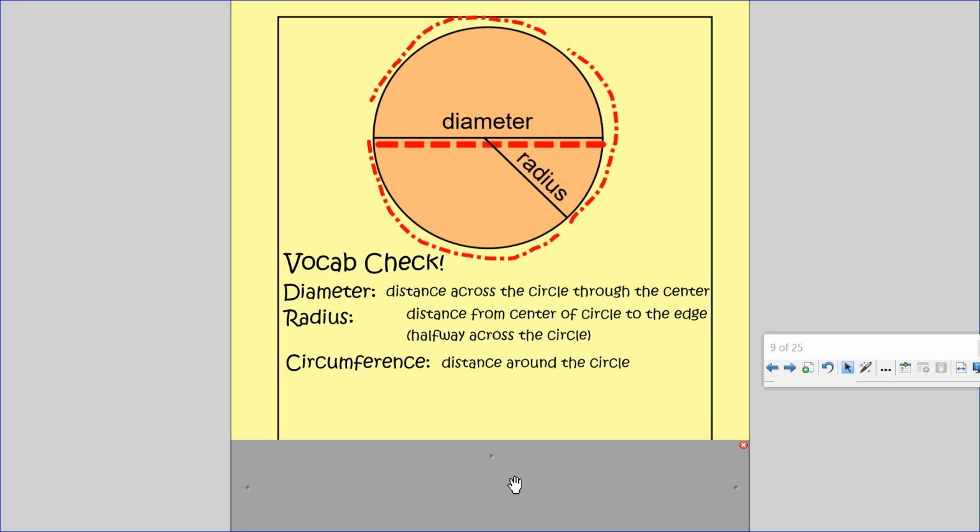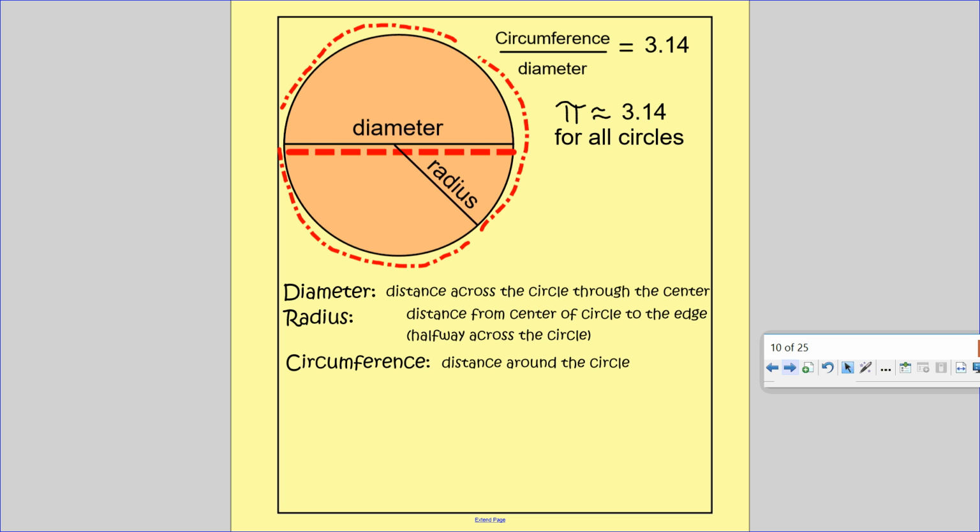So what we've learned today is you have a diameter that goes across the center of a circle. The radius is half the distance of a diameter, or you could say the diameter is double the distance of a radius, and it takes about 3 and a little more, 3.14 diameters to wrap around a circle. So if you have the circumference and you divide it by the diameter, it will equal 3.14, or approximately 3.14, for all circles. So that's called pi.